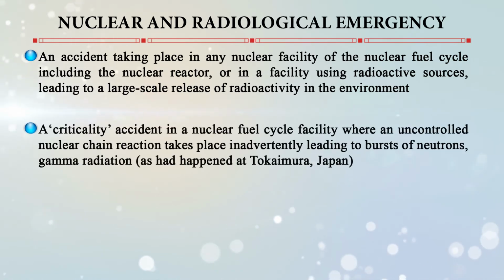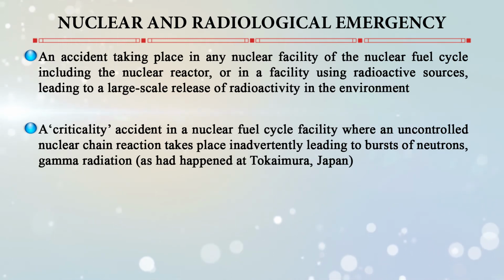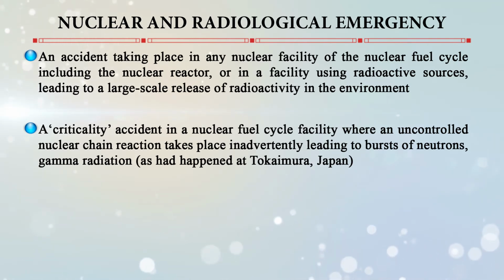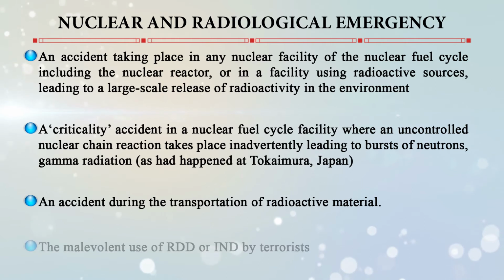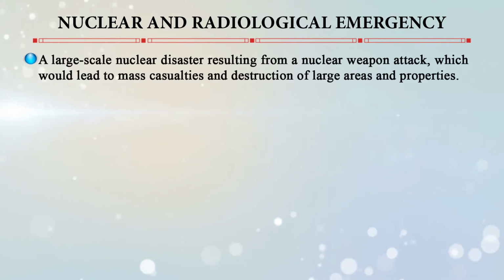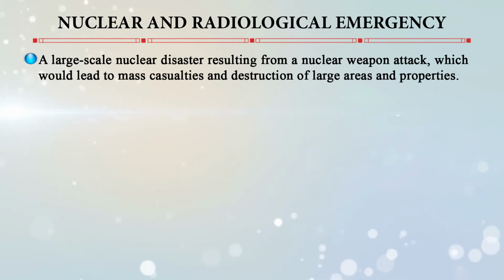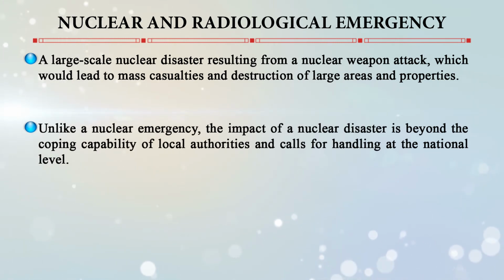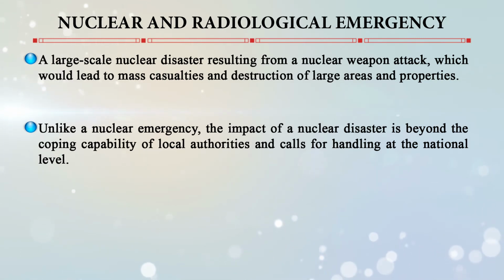Second, a criticality accident in a nuclear fuel cycle facility where an uncontrolled nuclear chain reaction takes place inadvertently, leading to a burst of neutrons or gamma radiation, as happened in Tokaimura in Japan. Third, an accident during the transportation of radioactive material. Fourth, the malevolent use of radioactive material by terrorists. Fifth, a large scale nuclear disaster resulting from a nuclear weapon attack that can lead to mass casualties and destruction of large areas and properties. Unlike a nuclear emergency, the impact of a nuclear disaster is beyond the coping capacity of local authorities, and this can call for handling at the national level.